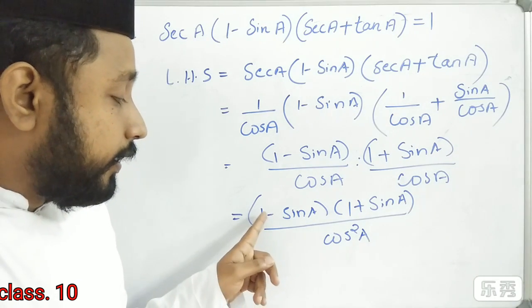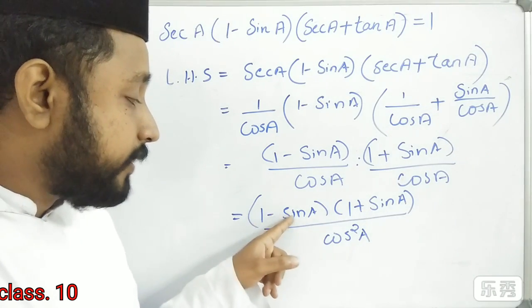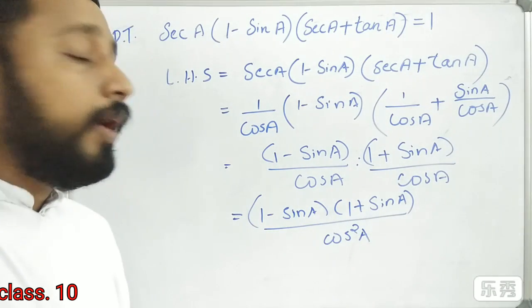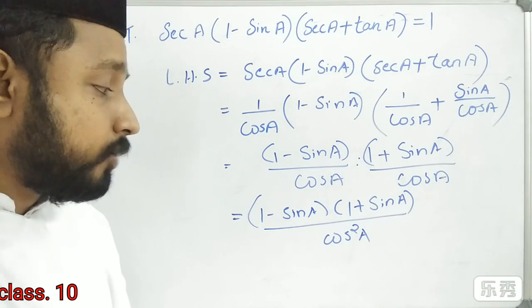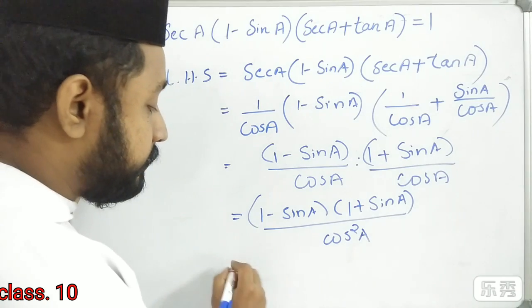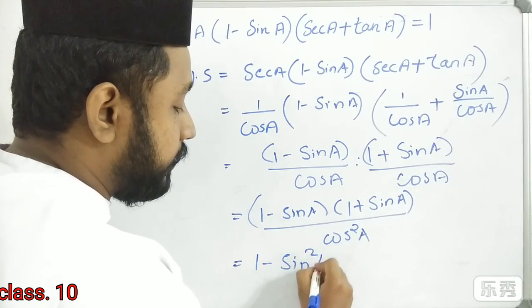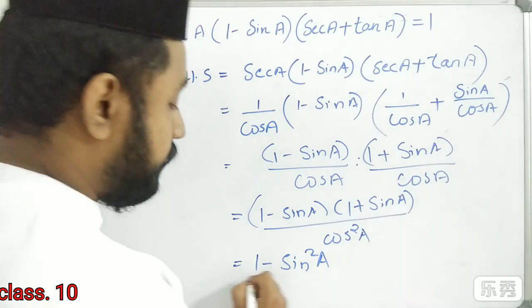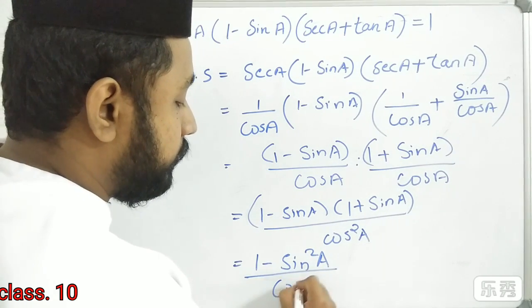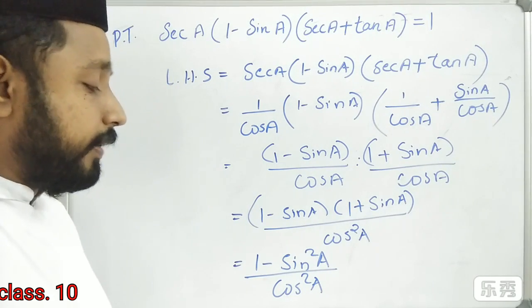We know here 1 minus sin a, 1 plus sin a is in the form of a minus b into a plus b. We know a minus b into a plus b is equal to a square minus b square. So 1 minus sin a into 1 plus sin a is equal to 1 minus sin square a, by the denominator cos square.